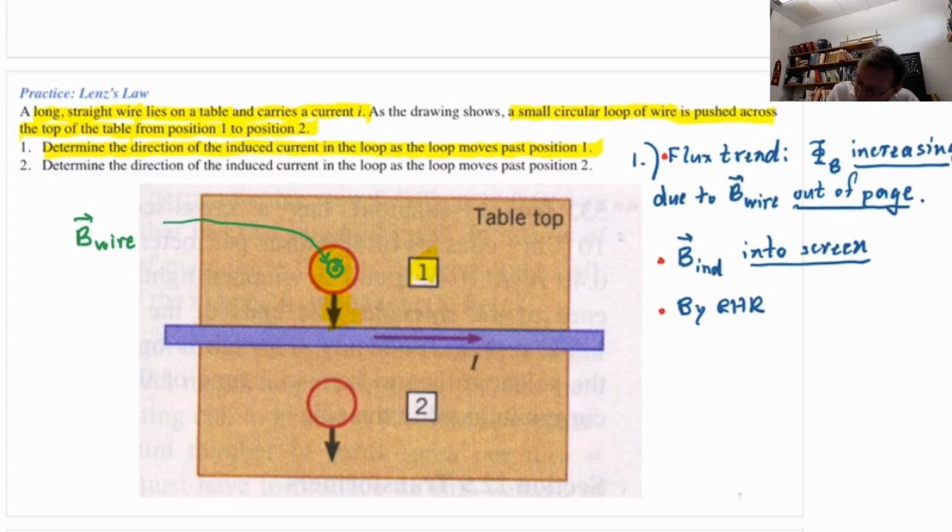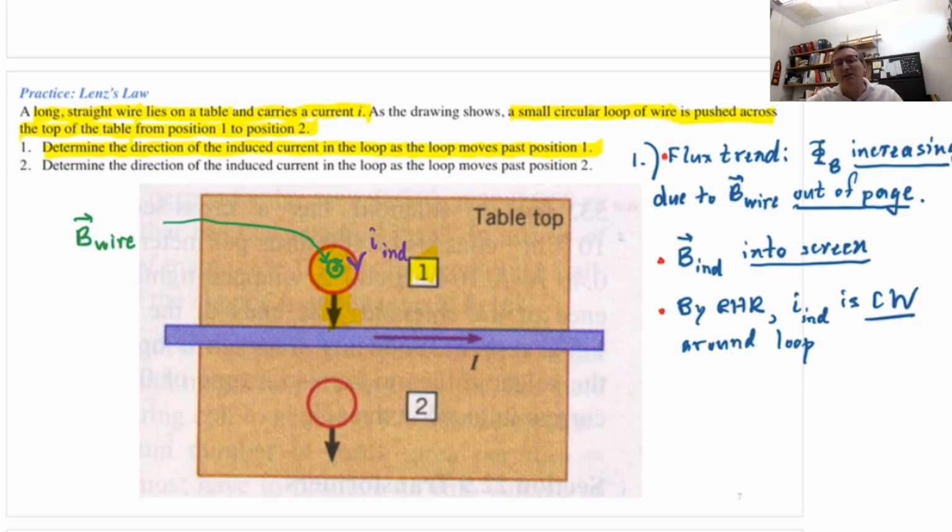So by the right-hand rule, I induced is clockwise around the loop. You see that? Boy, you've got to be really concentrating all the time. I induced clockwise. So it's basically a three-step process, as I suggested.